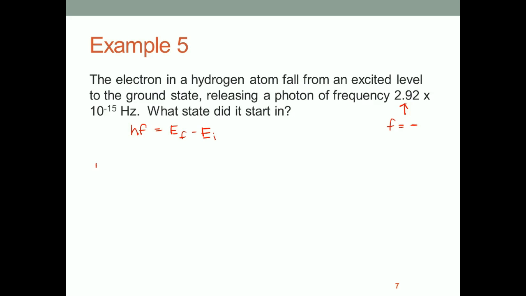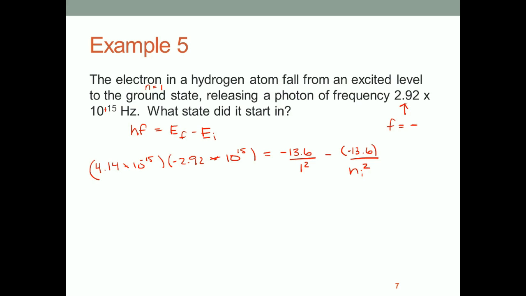Okay, so h is 4.14 times 10 to the negative 15. Our frequency is going to be a negative 2.92 times 10 to the, that should be a plus 15. Sorry, I typed it in wrong. Plus 15. And that's going to equal negative 13.6 over n final squared, but it's going to the ground state. And by definition, the ground state is n equals 1. So this is negative 13.6 over 1 squared minus negative 13.6 over n initial squared.